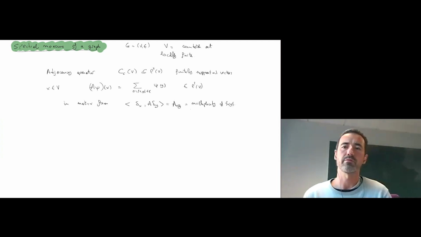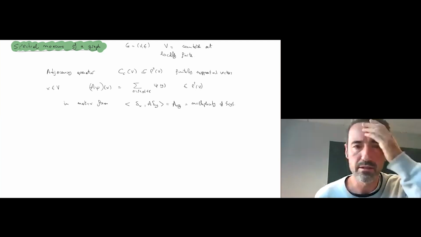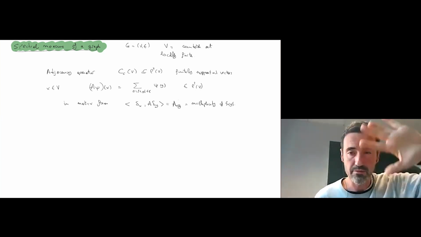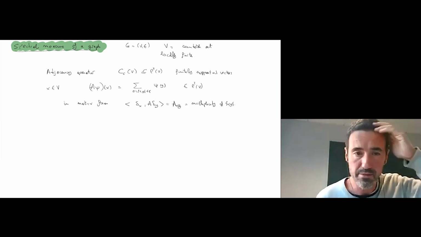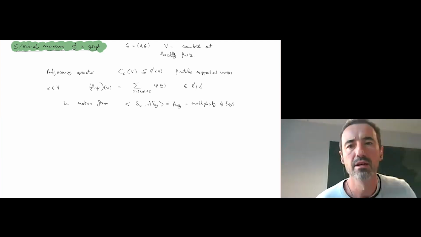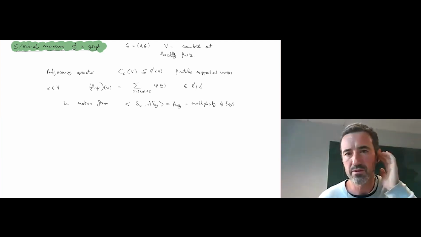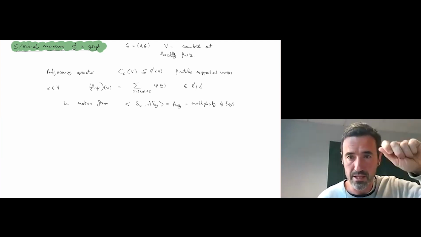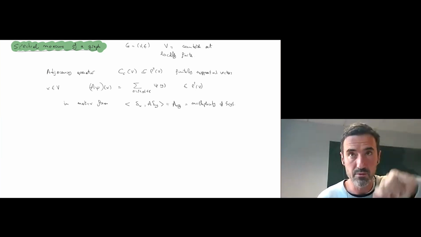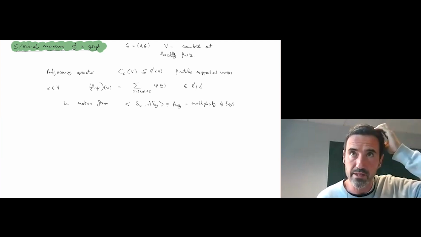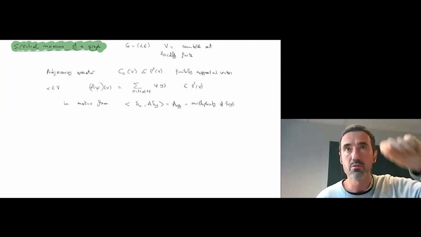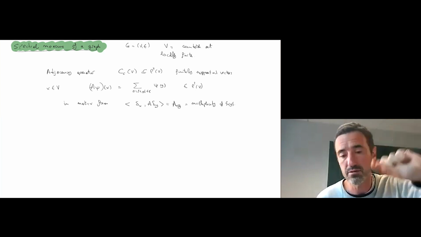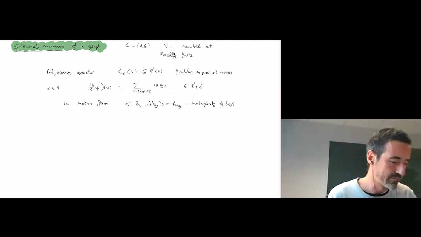Okay, so if your graph happens to be simple and finite, you can identify A with a matrix. And it's a matrix whose entries are indexed by the vertices of the graph. And you put a 1 or a 0 at a given entry, depending on whether or not you have an edge.